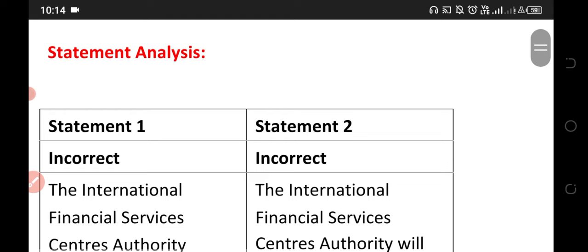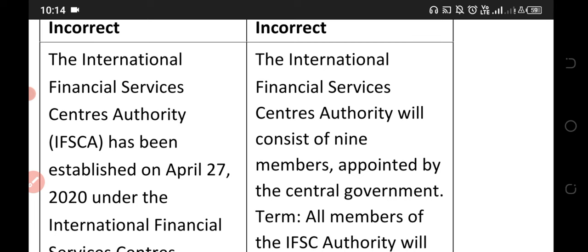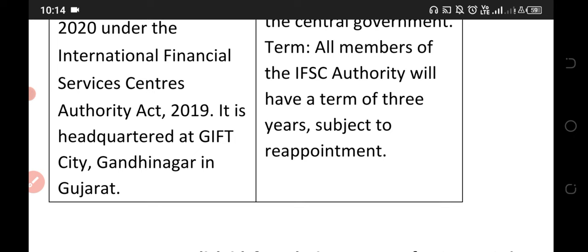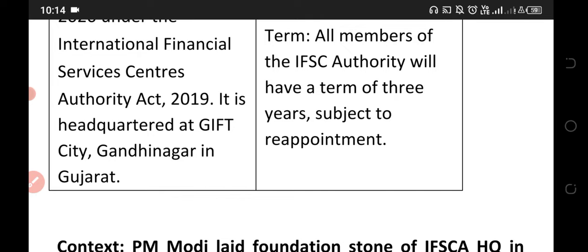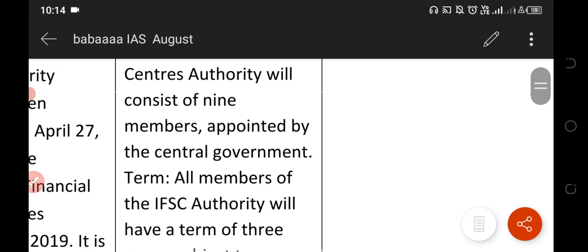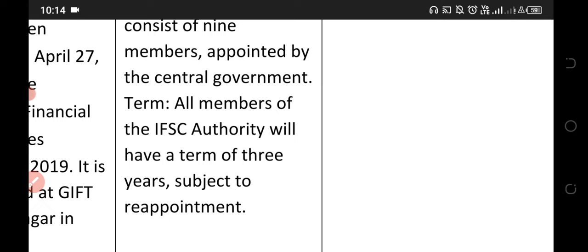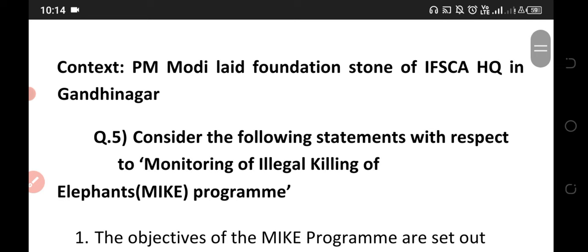You know about the International Financial Service Center Authority, IFSCA, established in 2020 under the International Financial Service Center Authority Act 2019. Its headquarters is at GIFT City in Gandhinagar, Gujarat. The authority will consist of 9 members appointed by the central government. All the members of the IFSC authority will have a term of 3 years subject to reappointment. PM Modi laid the foundation stone of the IFSCA headquarters in Gandhinagar.